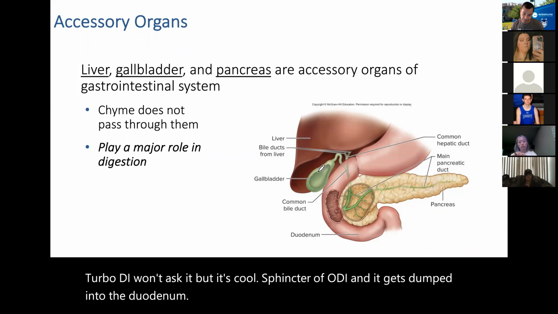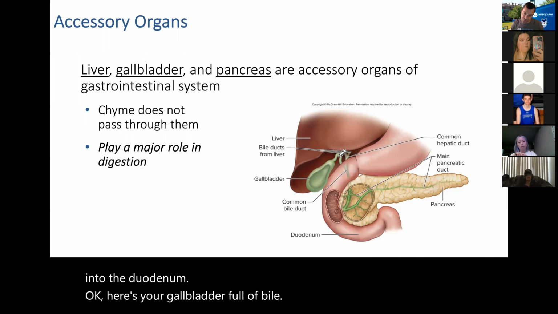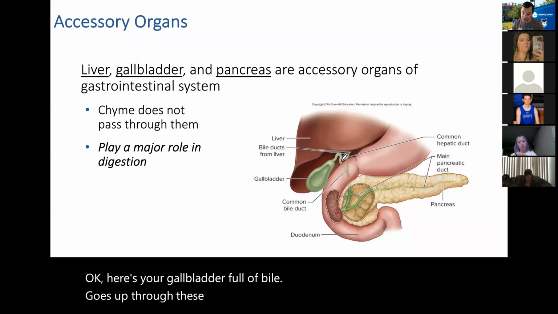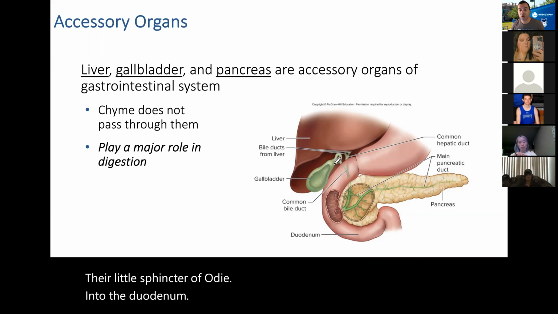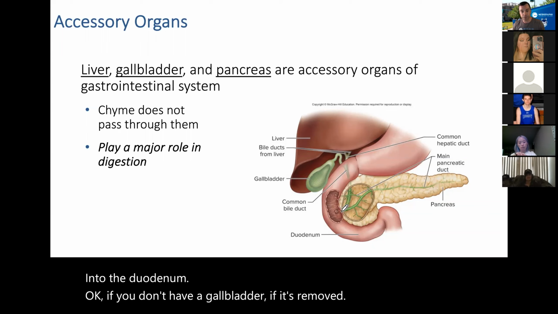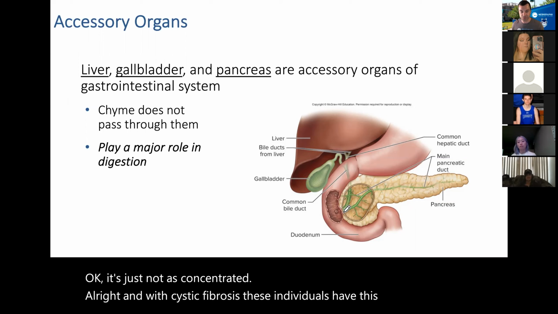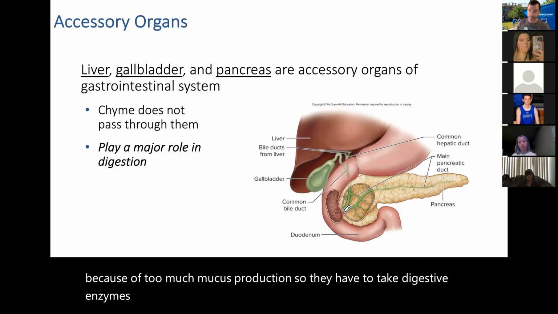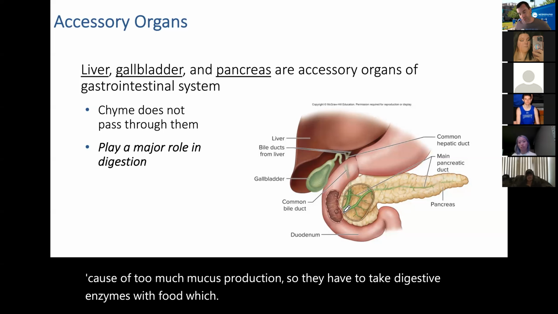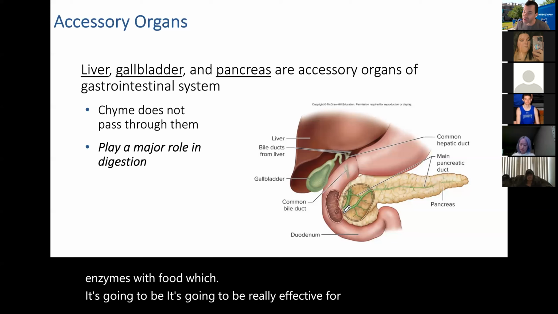Okay, here's your gallbladder full of bile. It goes up through these various ducts right here, and through the little sphincter of Oddi into the duodenum. If you don't have a gallbladder, if it's removed, bile still comes down. It's just not as concentrated. With cystic fibrosis, these individuals have this duct blocked because of too much mucus production. So they have to take digestive enzymes with food, which is going to be really effective for them, because they don't have any, unfortunately.